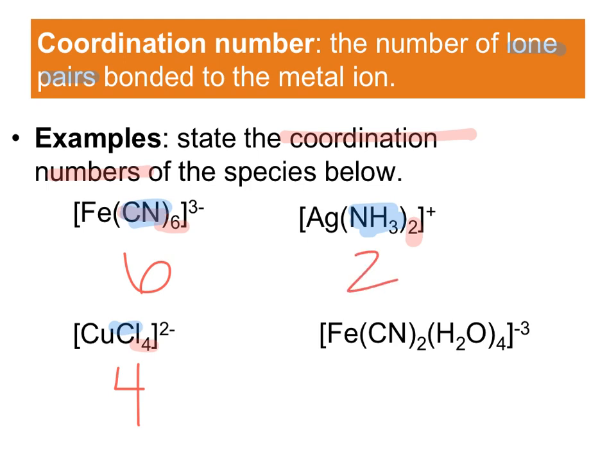Now let's look at a really tricky one. Next, I see iron is attached to cyanide and water. This one actually has 2 ligands. The cyanide would act as a ligand, and the water would act as a ligand. We can see that there are 2 cyanides and 4 waters attached to iron. To find the coordination number, we want to know how many total ligands are attached, how many lone pairs are actually being used to attach to iron. So this would include both the 2 cyanides and the 4 waters. So the total coordination number for this complex ion would be 6.